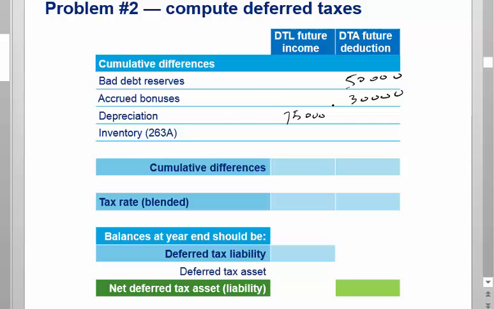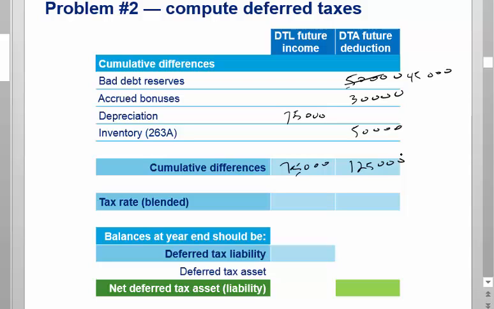263A. So, Rumi, do you think that's a DTA or a DTL? DTA. And that is... Oh, I think I got the numbers wrong. This is $45,000. And this is $50,000. Okay. So my cumulative differences. So I have 75,000 of taxable temps, and I have 125,000 of deductible temps. Right?